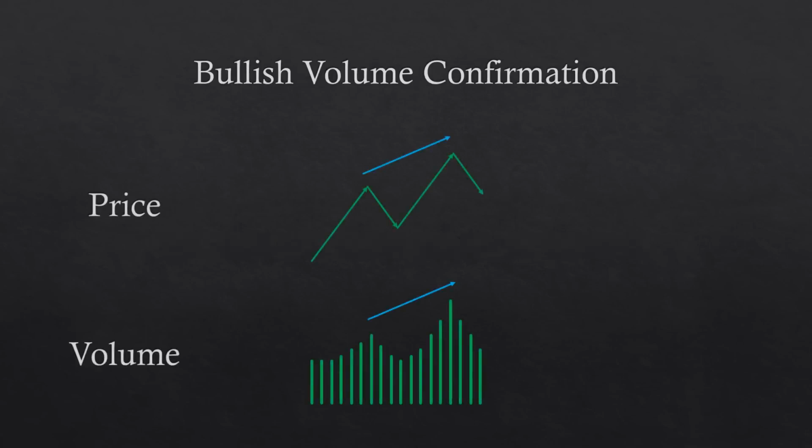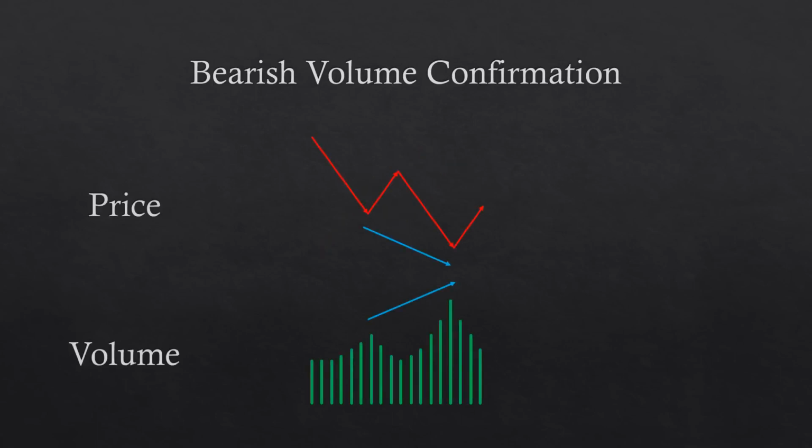In an uptrend, as price generates higher highs and higher lows, the relative peaks in volume should also increase in order for a trend to be sustained. In a downtrend, as price generates lower highs and lower lows, volume should increase in order for a trend to be sustained. Volume divergence happens when volume doesn't confirm the relative highs and lows in price.